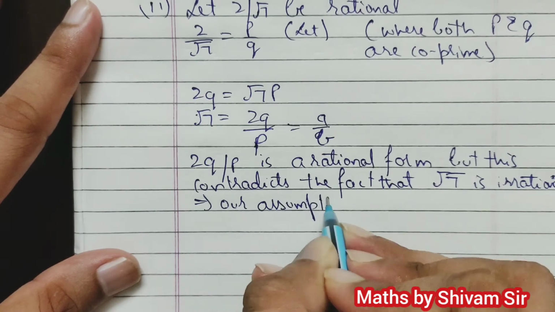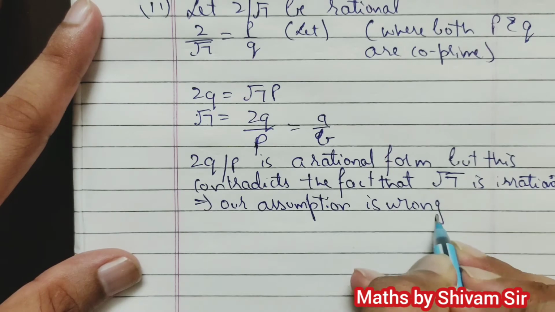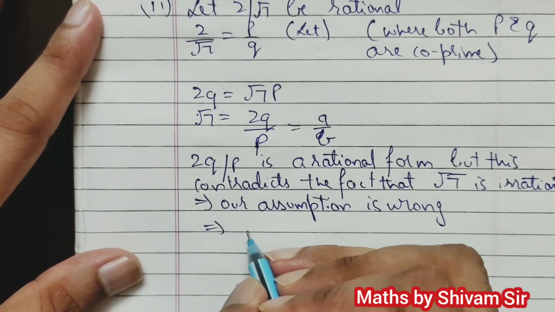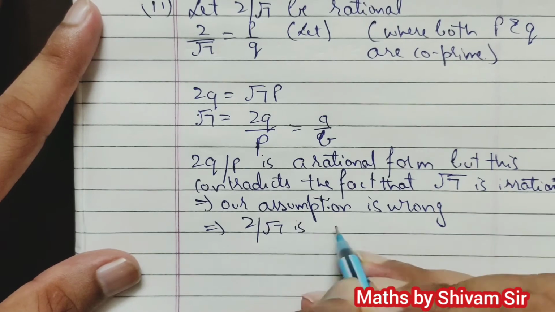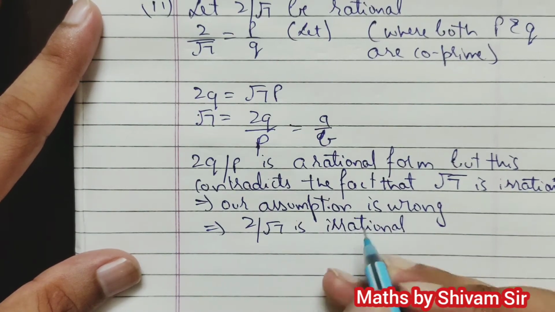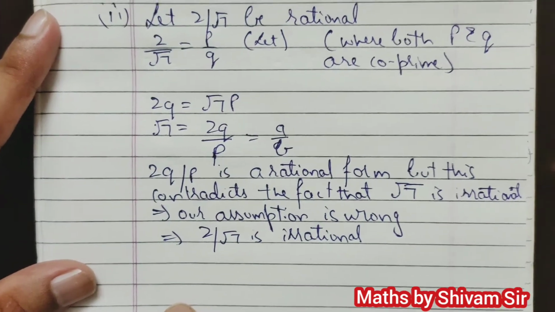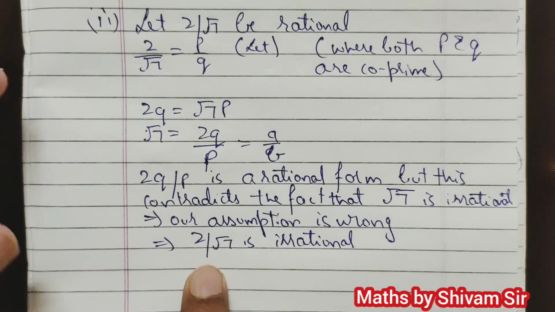Assumption is wrong. So if our assumption is wrong, this implies what? 2 upon root 7 is irrational. Simple. 2 upon root 7 is irrational. So you just pause the video to note it down. So this is the second category of this question.